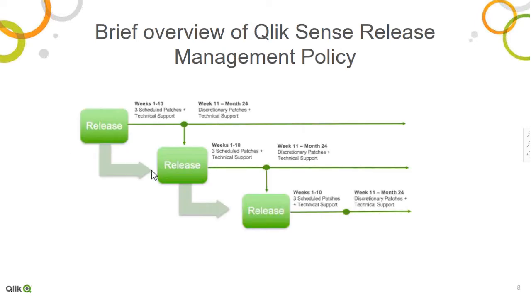On this slide, you can see a diagram summarizing the cadence for releases and patches. Releases are scheduled approximately every 10 weeks. Then you get patches that are approximately released every 3 weeks until the next release is made generally available. And finally, additional patches or licensee patches may be made available at Qlik's discretion for up to 24 months from the date of the current release.